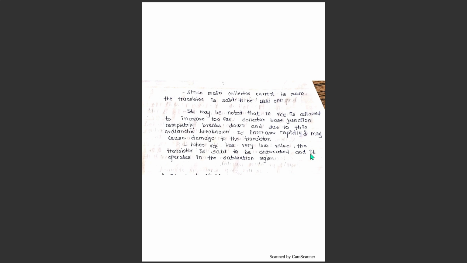It may be noted that if VCE is allowed to increase, the collector base junction completely breaks down, and due to this avalanche breakdown, IC increases rapidly and may cause damage to the transistor. When VCE has a very low value, the transistor is said to be saturated and it operates in the saturation region.